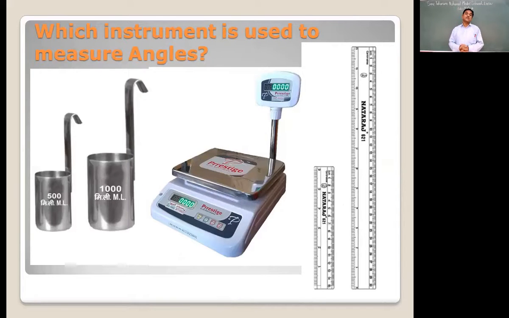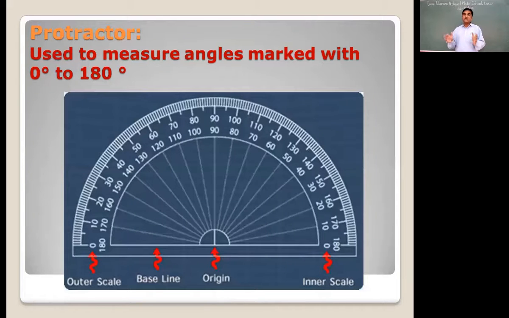So which instrument shall we use to measure the angle? Well, to measure liters, we use a measuring flask. For weight, we use a weighing machine. For measuring length, we use a scale. In the same way, can we use any of these instruments for measuring the angle? No. We need a special instrument which we see in our compass boxes, which is known as a protractor.